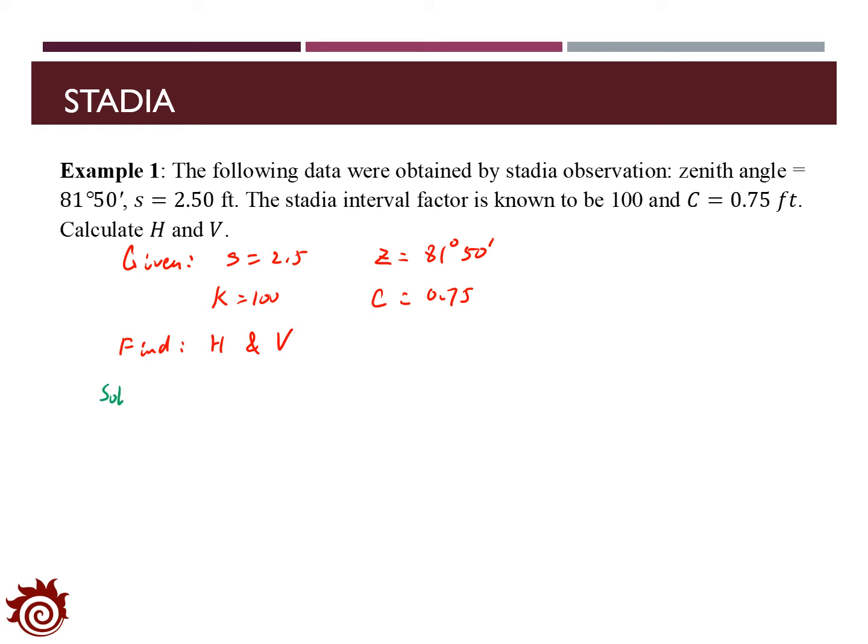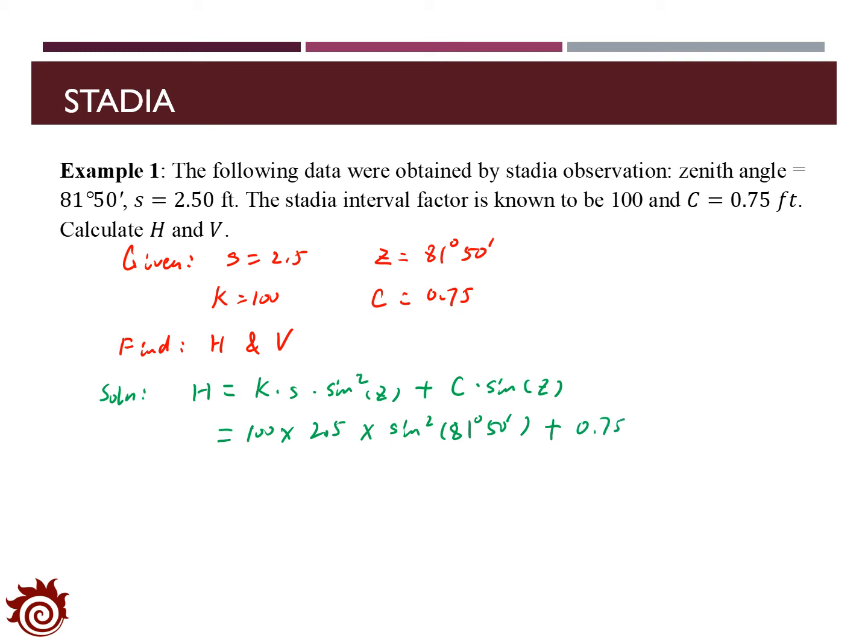Then for the solution, we can start with the horizontal distance. We know that horizontal distance is K times S times sine square zenith angle plus capital C times sine Z. That is 100 times 2.5 times sine square 81 degrees 50 minutes plus capital C, that is 0.75 times sine 81 degrees 50 minutes. So the answer is 245.7 feet. So that's for the horizontal distance.